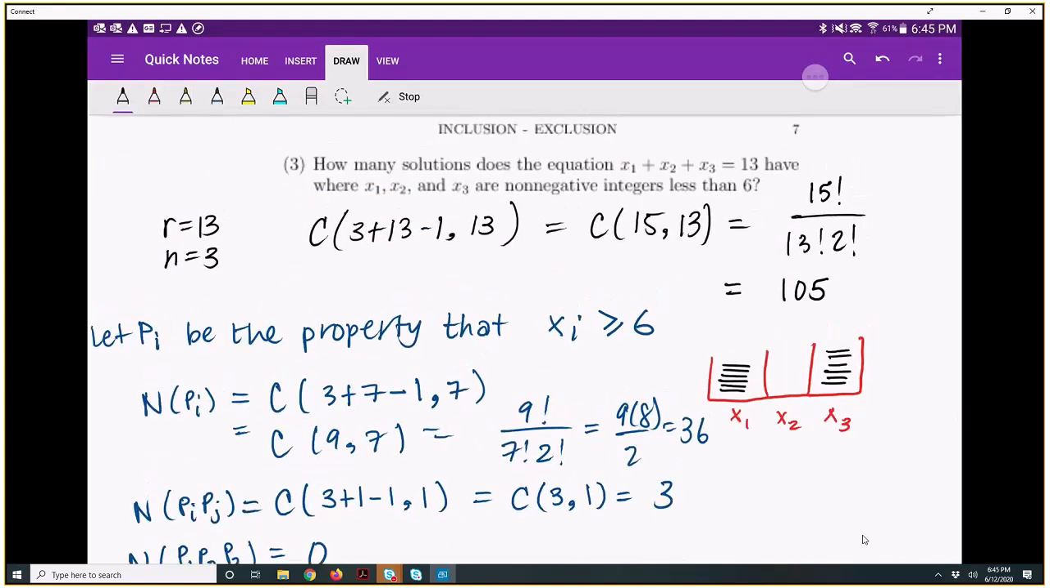So there are 6 solutions to the equation x1 plus x2 plus x3 equals 13, where x1, x2, and x3 are non-negative integers less than 6.